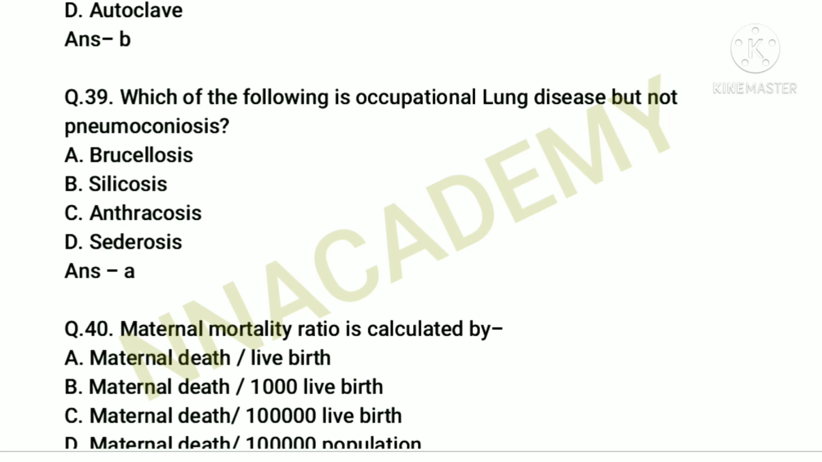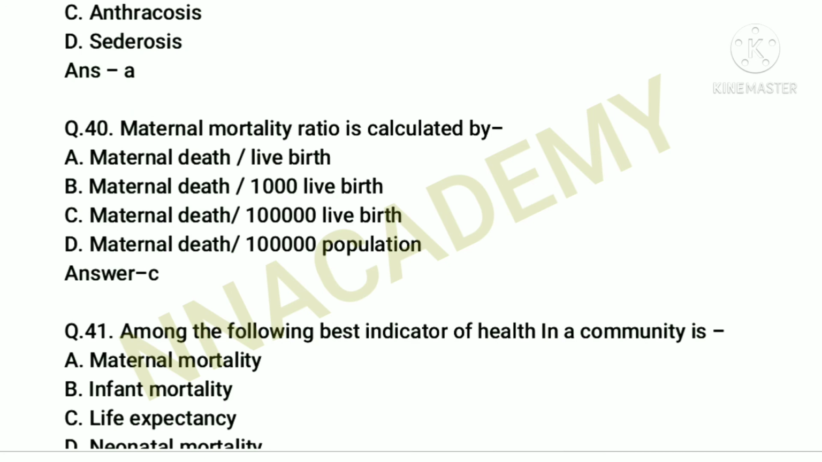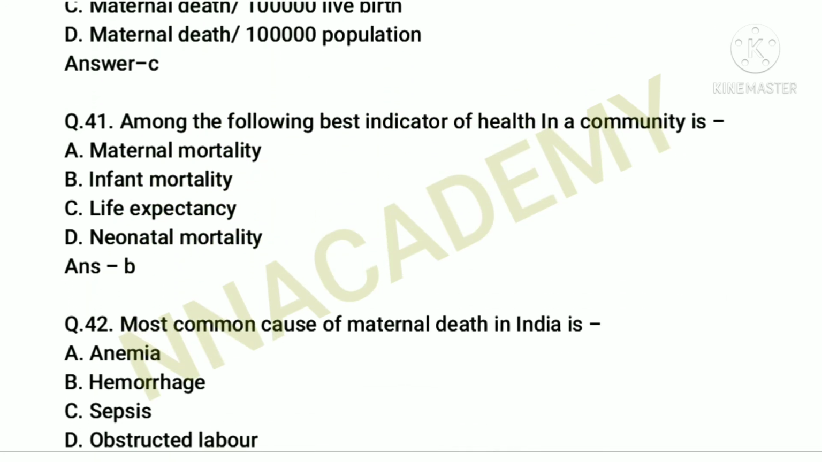Next one: which of the following is an occupational lung disease but not pneumoconiosis? So here the right answer is brucellosis. The options given are brucellosis, silicosis, anthracosis and cellulosis. Brucellosis is an occupational lung disease, but it does not come under pneumoconiosis. Silicosis, anthracosis and cellulosis all come under pneumoconiosis except brucellosis. So here the right option is brucellosis, option A.